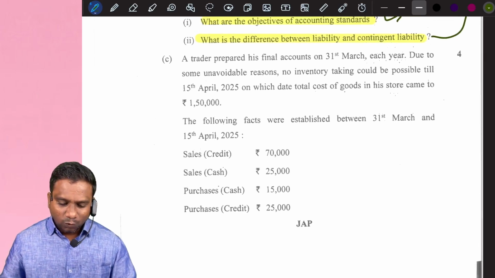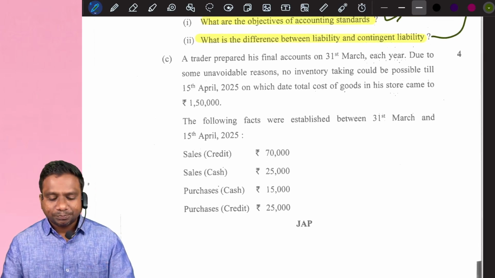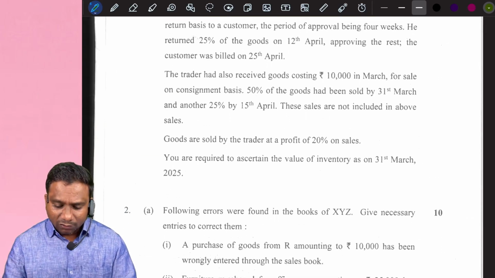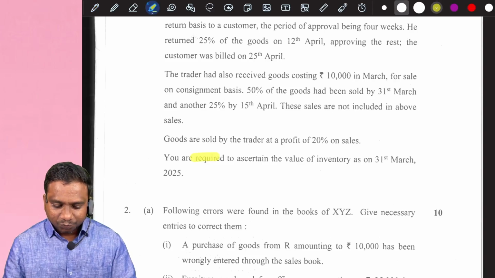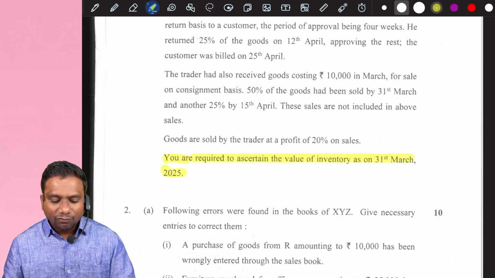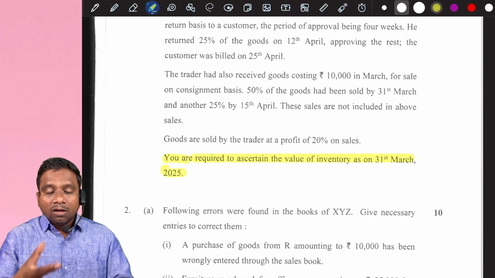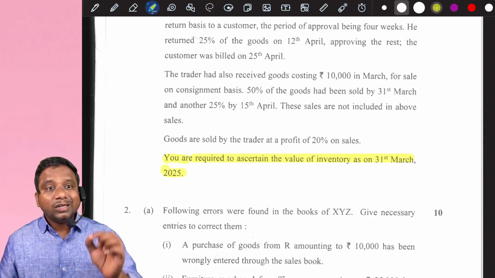Suppose 1C is on the concept of inventory valuation. You are required to ascertain the value of inventory. For this, it is enough to prepare a statement. When you are preparing a statement, don't forget to write the heading.